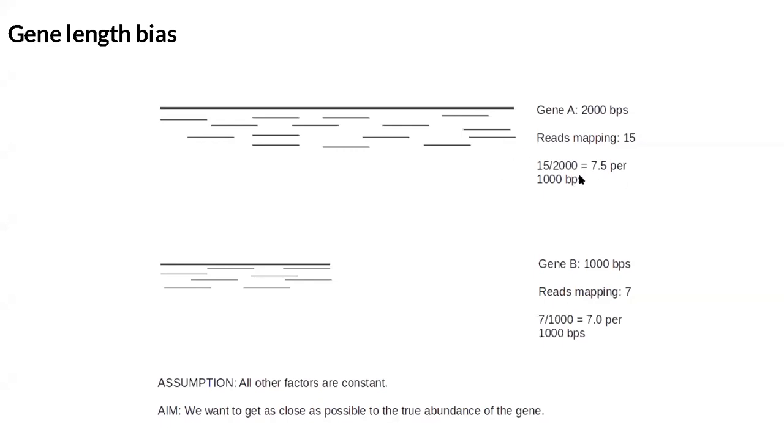When I normalize for the gene length, what I get is that in gene A there are 7.5 reads per 1000 base pairs, and in gene B there are 7 reads mapping per 1000 base pairs. So after the normalization, we see that in reality there is no difference in the expression of gene A and gene B in that sample. But before normalization, it appeared that gene A could be expressing more as compared to gene B. Do you guys get this point of the gene length bias?